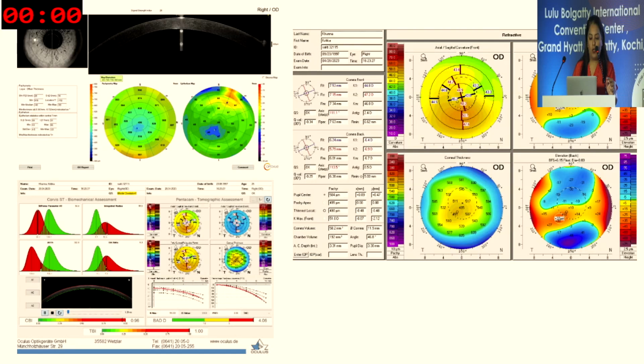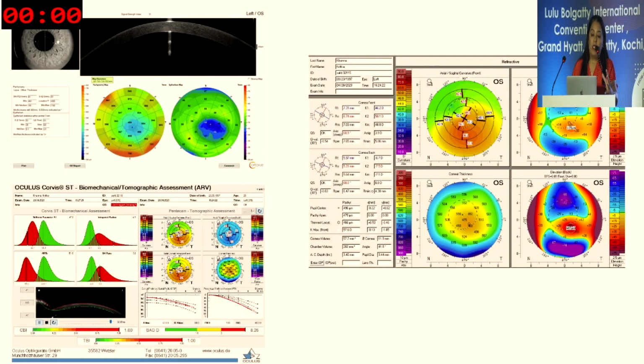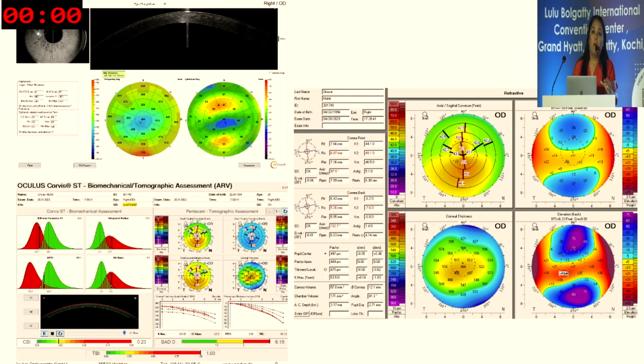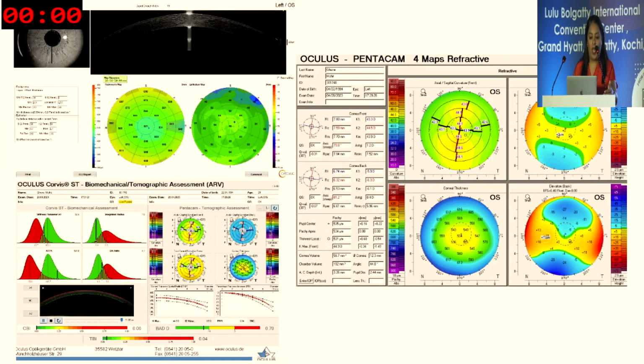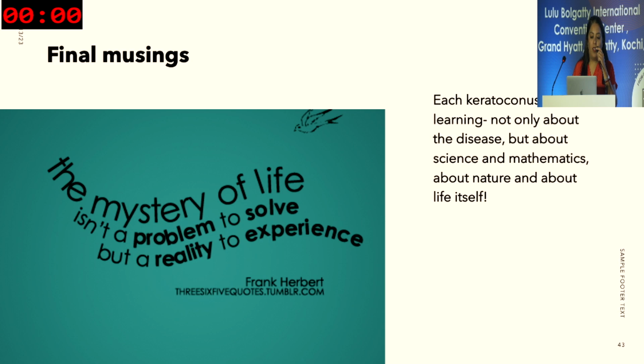So they are all in all pieces of the puzzle which, when fit together, make you diagnose better and assess progression better by unmasking the epithelium and understanding the biomechanics better. So I think my final musings are, keratoconus is something that is a deep interest of mine, simply because each keratoconus is a learning, not only about the disease, but about science and mathematics, about nature and life itself. Thank you for your attention.